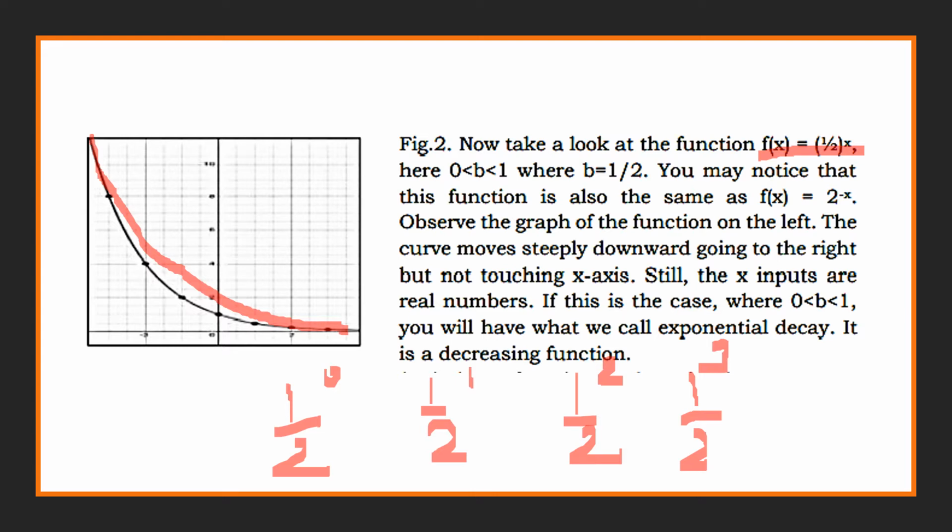Observe the graph of the function on the left. The curve moves steeply downward, going to the right but not touching x-axis. Still, the x inputs are real numbers. If this is the case, where b is greater than 0 but less than 1, you will have what we call exponential decay, or it is a decreasing function. So, yung kaninang graph, it is an increasing function or ang tinatawag nating exponential growth.